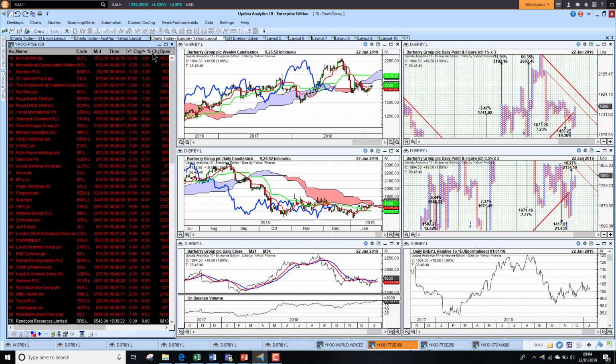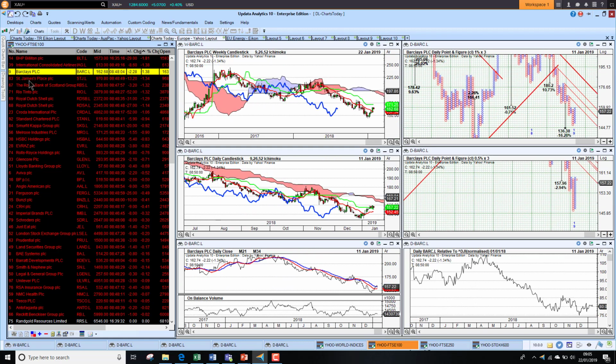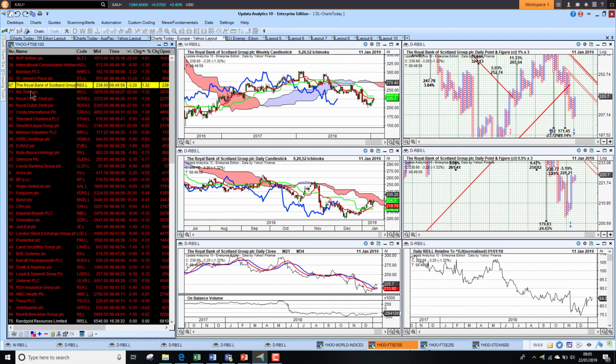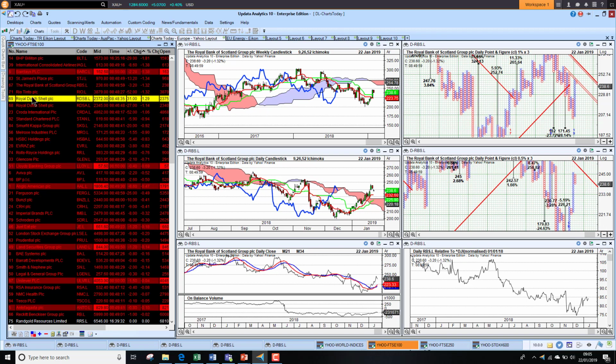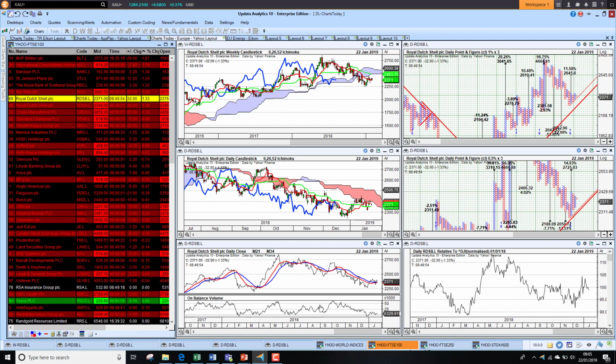Going the other way, we've got IAG down 1.5%, Barclays. Banks look like they're hit this morning, and resources, oil also being hit. Here we see the live prices coming in from Yahoo Finance.